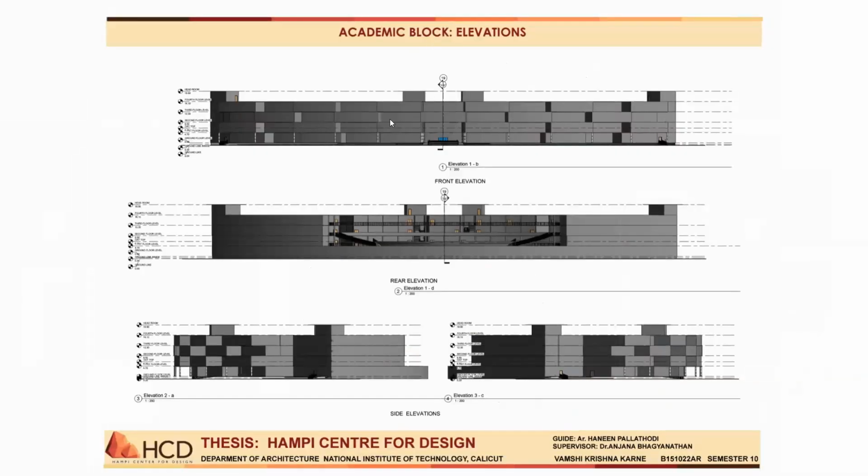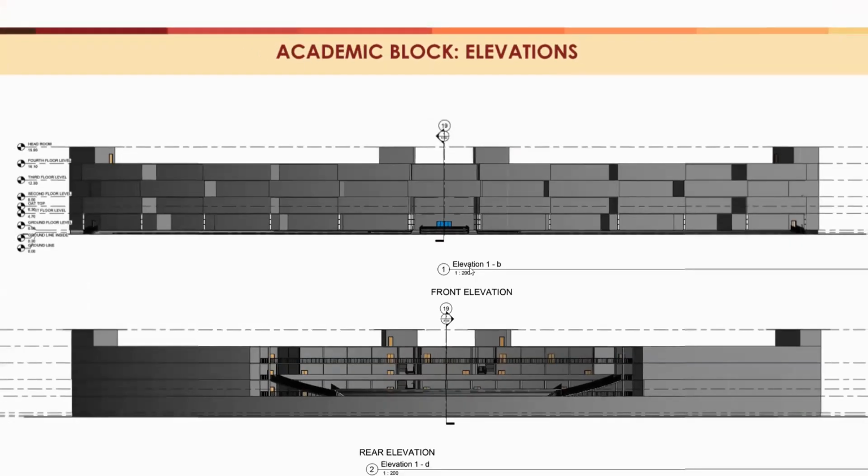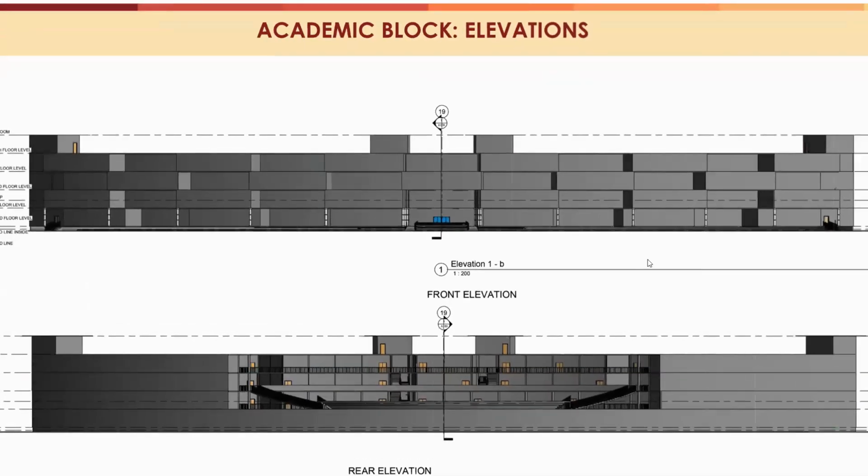Okay. Here we can see the elevations of the buildings. This is the front elevation of the main academic block. Here we can see the spaces, in and out alternately, that happen within the same floor as well as floor to floor.